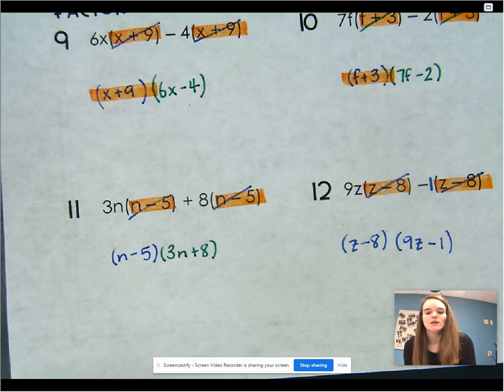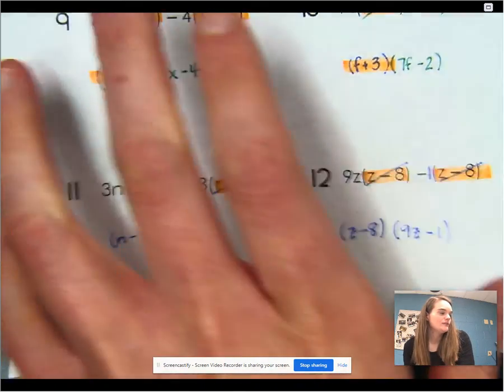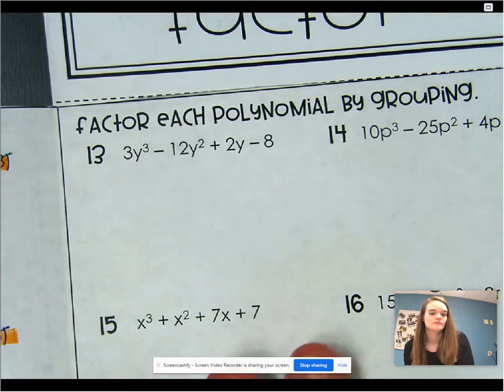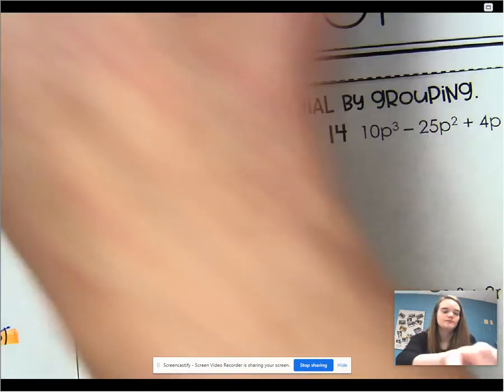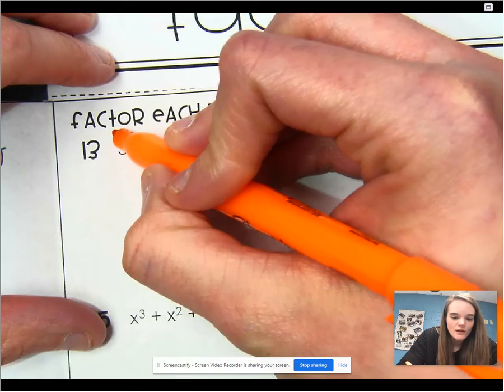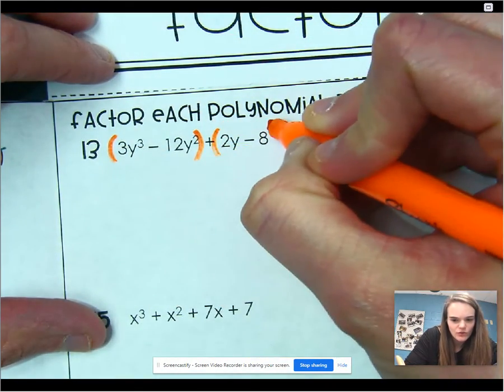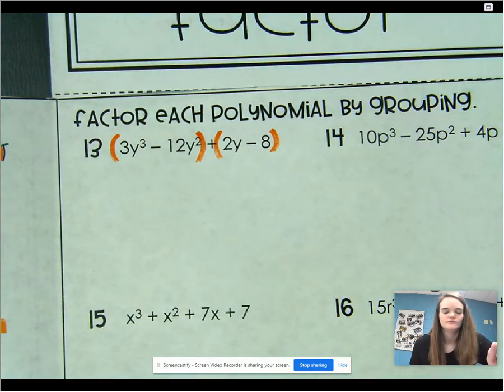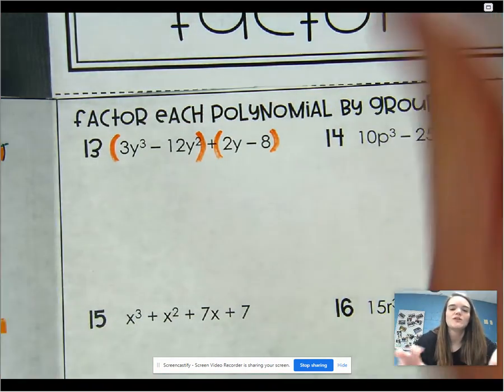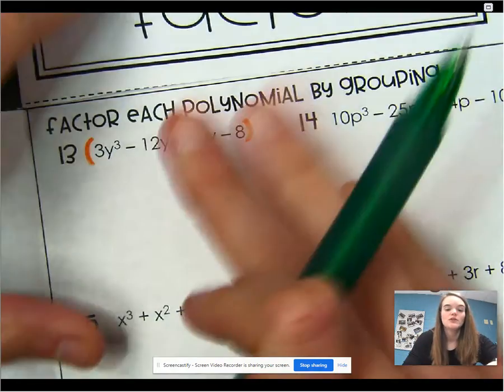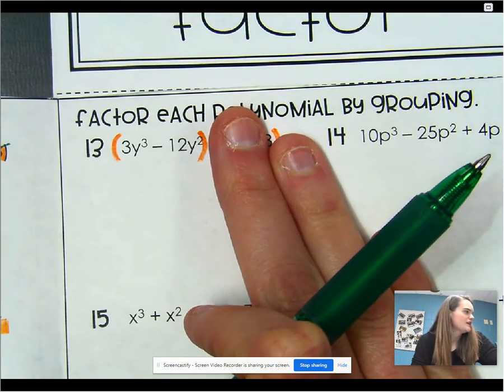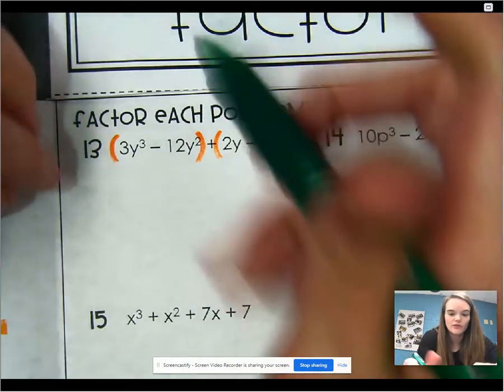Now, we need to do the same for 13 through 16. However, in order to do the same for 13 through 16, I'm going to have to set them up so they look like this. Here's how that works. I'm going to separate these by grouping here. That's how factoring by grouping works, into these two pieces here. And then I'm going to take out the greatest common factor. So, what number can I take out of both 3 and 12? That's a 3.